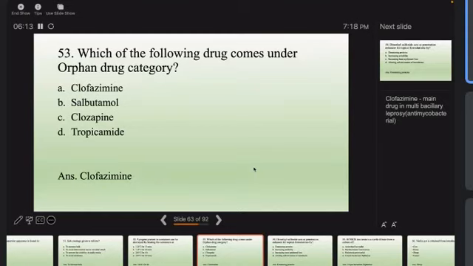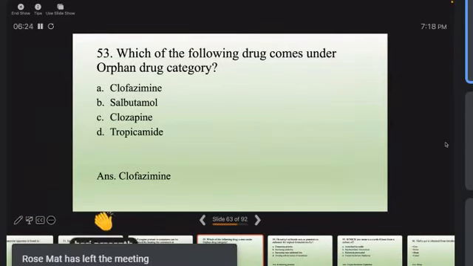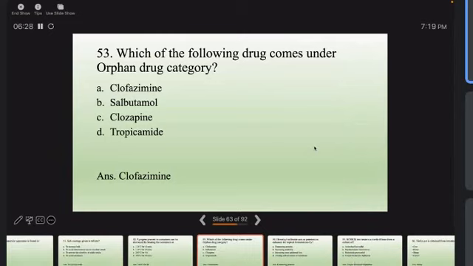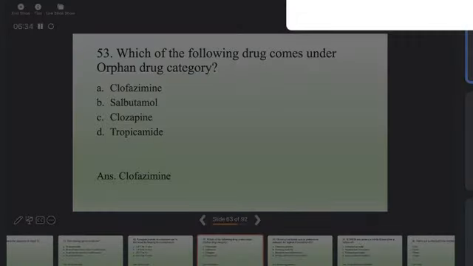We have very limited orphan drugs which are used. I'll probably give you a list of orphan drugs which we see in India at least. It is quite difficult for us to remember everything, so probably 5 to 10 I'll give you. Okay, let's move to the next question.